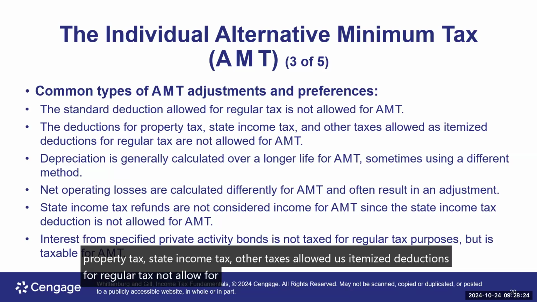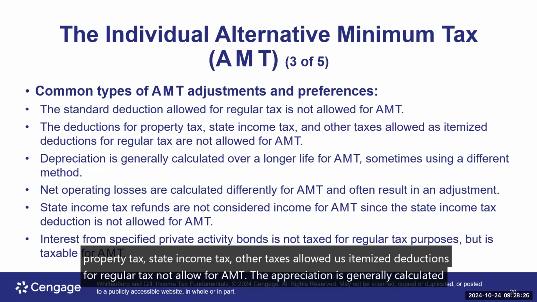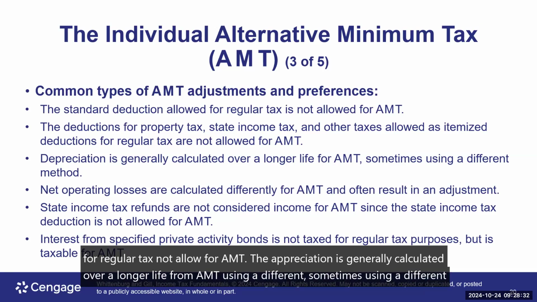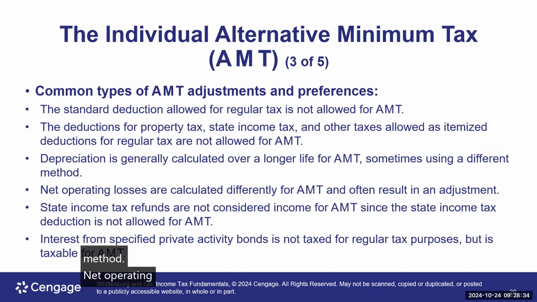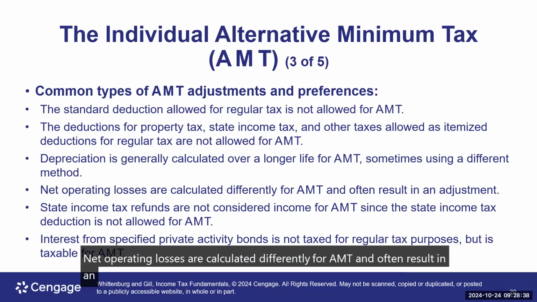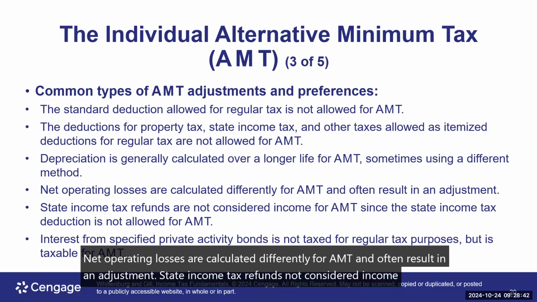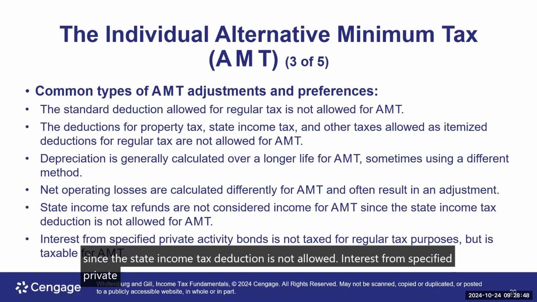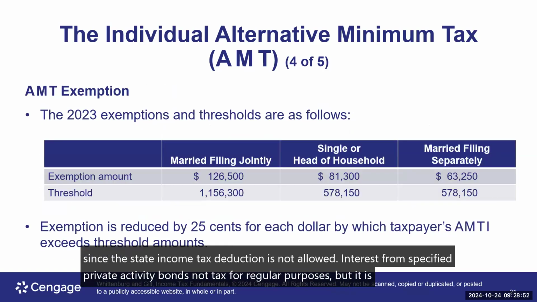Depreciation is generally calculated over a longer life for AMT, sometimes using a different method. Net operating losses are calculated differently for AMT and often result in an adjustment. State income tax refunds, not considered income for AMT since the state income tax deduction is not allowed. Interest from specified private activity bonds, not taxed for regular purposes, but it is taxable for AMT.